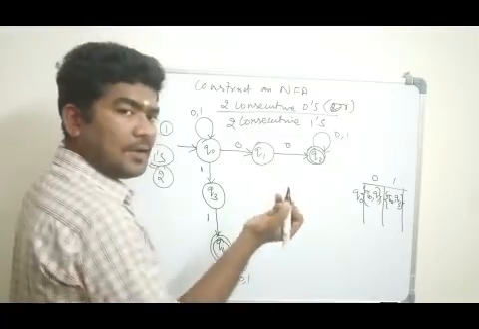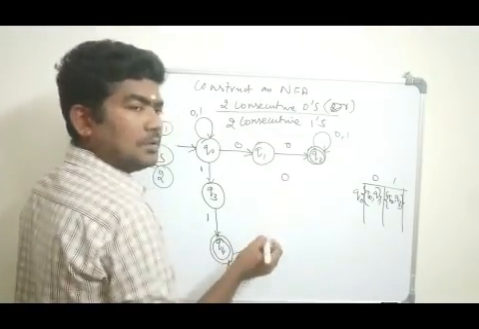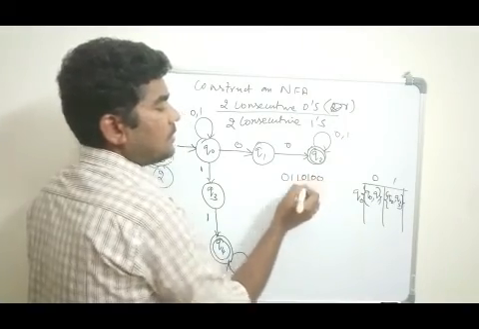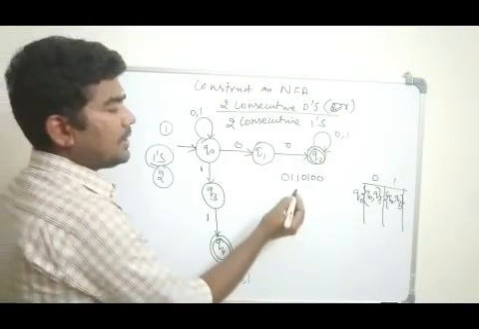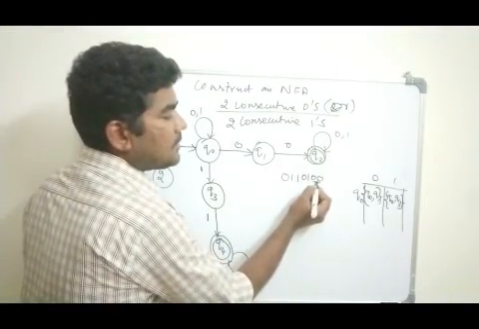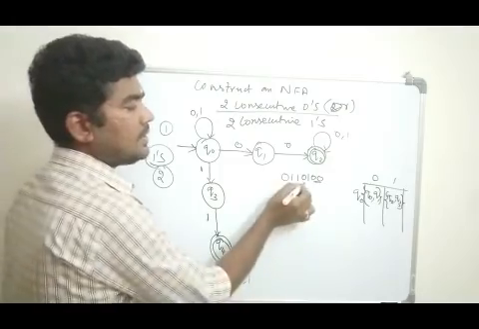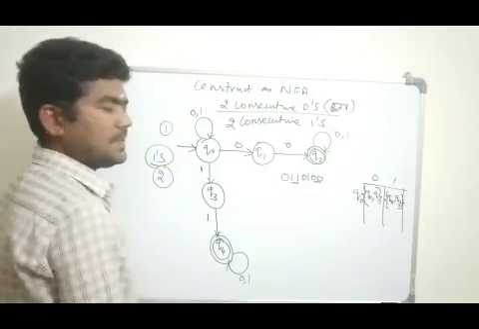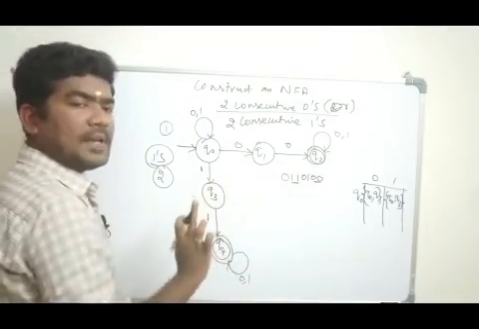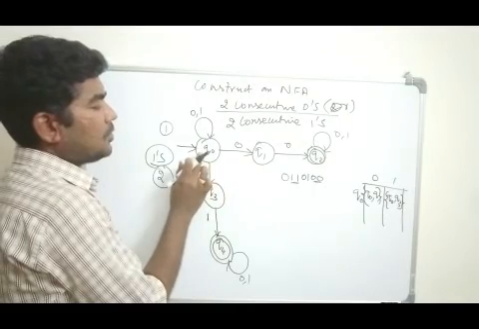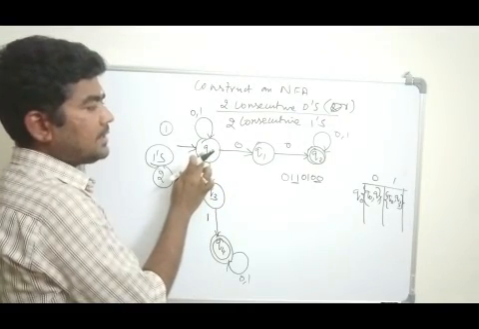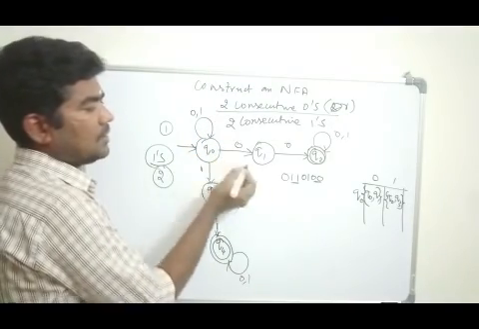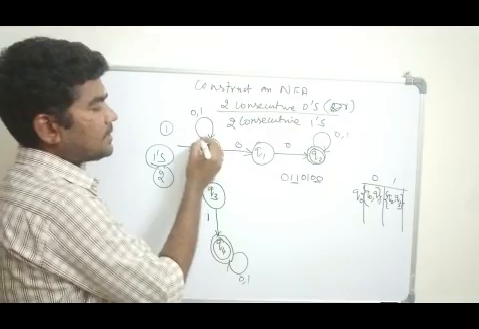Now take one example string like 0, 1, 1, 0, 1, 0, 0. At the end of the string there is a consecutive 0, so the string needs to be accepted. Here also 1, 1 consecutive is there in the middle, so the string needs to be accepted. Our question is like that. So you just check from Q0. From Q0 it accepts for 0, so either it may accept here itself.